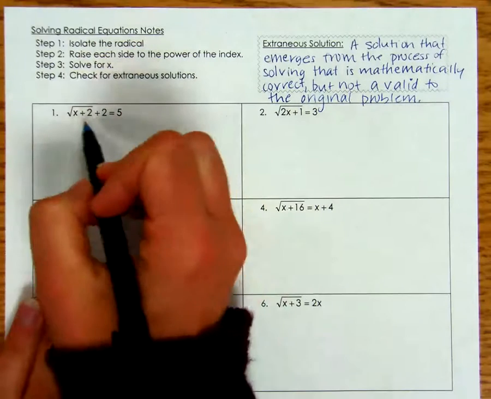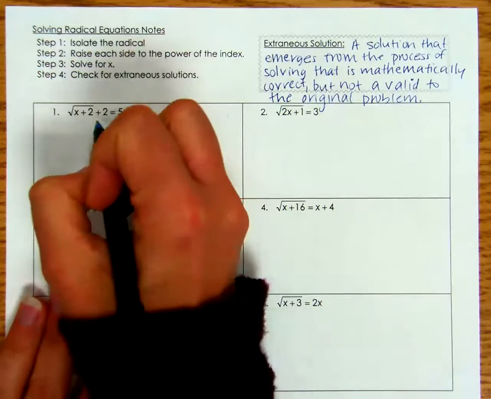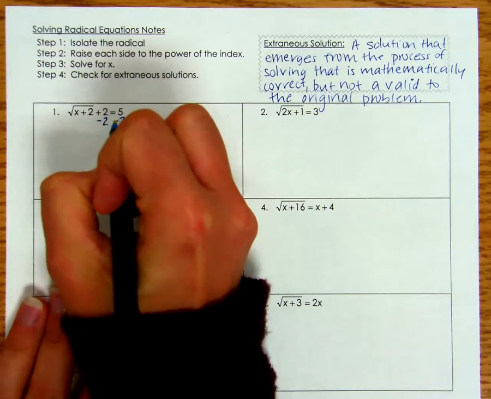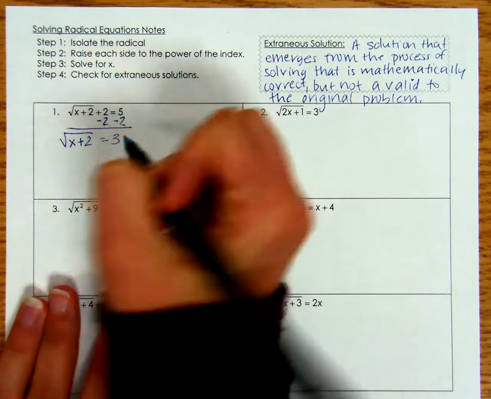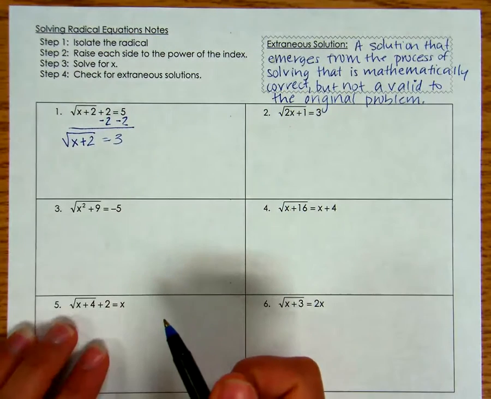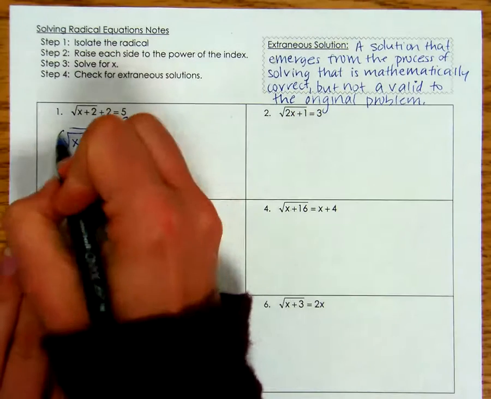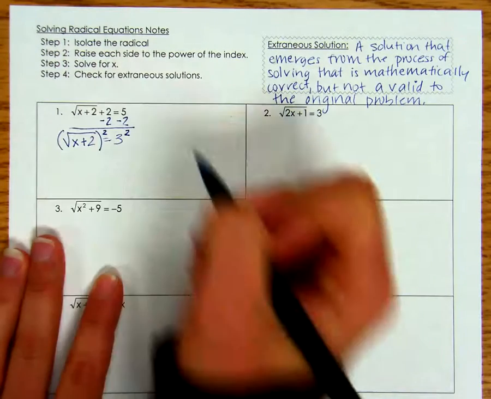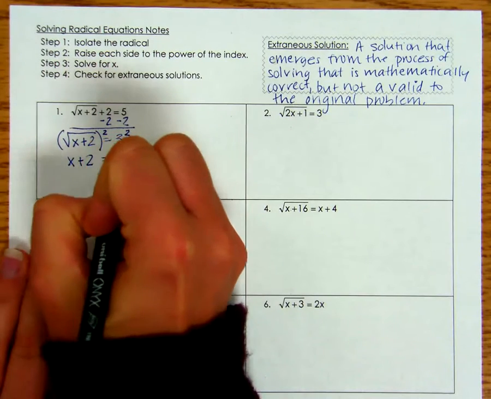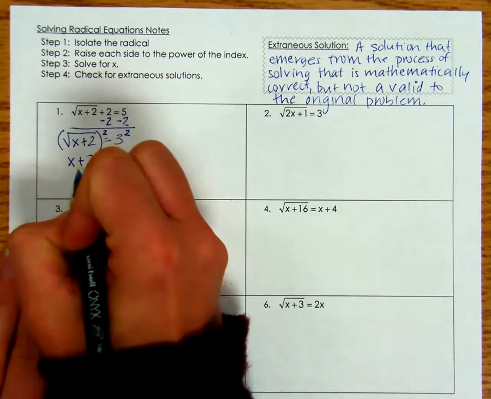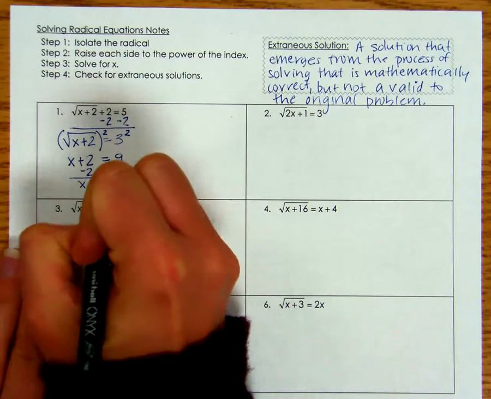So for the first one, we have the square root of x plus 2 equals 5. We have to isolate the radical part of the equation. I'm going to take away 2 from both sides, leaving me with the square root of x plus 2 equals 3. At this point, I want to get rid of the square root, and the opposite of taking the square root is to square. So you're going to square both sides of your equation. This will leave me with the radicand, x plus 2 equals 9. You solve a simple one-step equation by subtracting 2 on both sides, x equals 7.